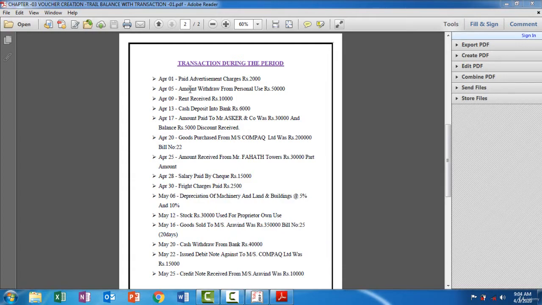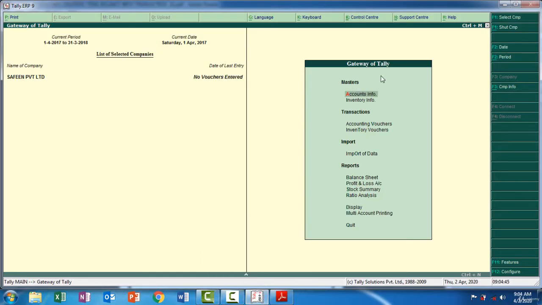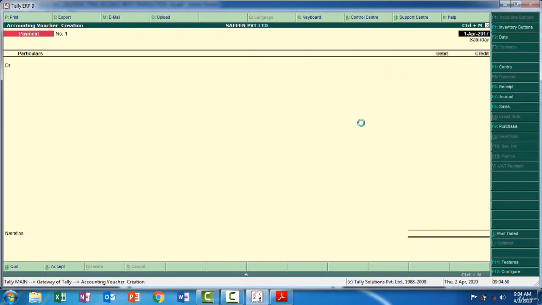If you look at the first transaction, paid advertisement charge 2,000, it comes under the payment voucher because we have paid the amount 2,000. And the double entry is advertisement account debit, cash account credit. So that's the double entry. Now I'm going to record the first transaction into Tally. This is the Gateway of Tally, and I'm going to click Accounting Vouchers.